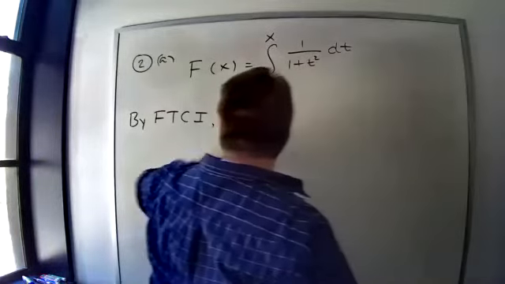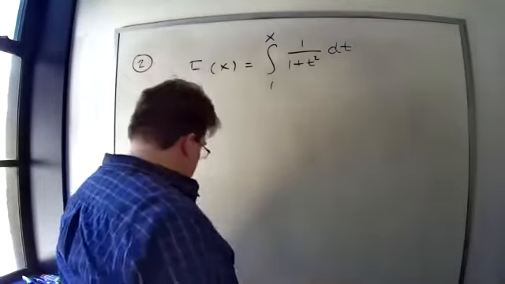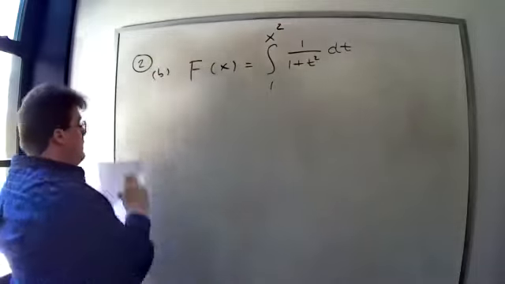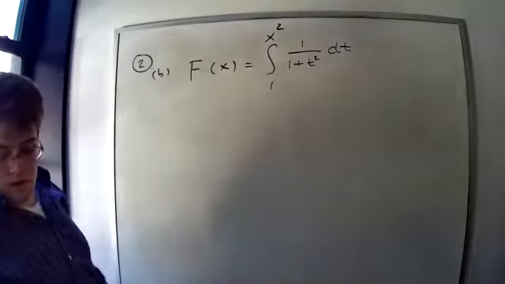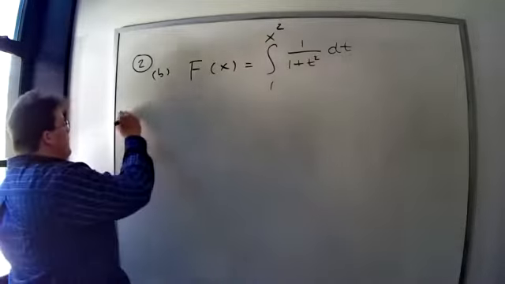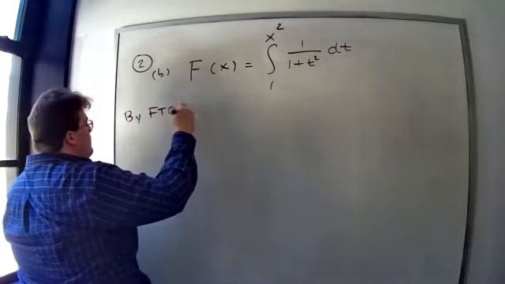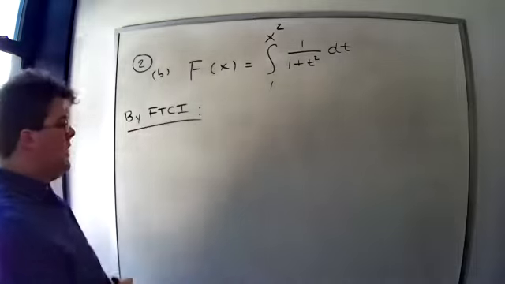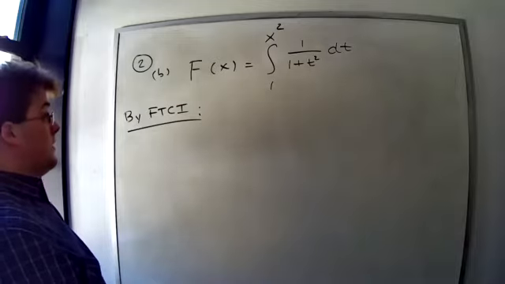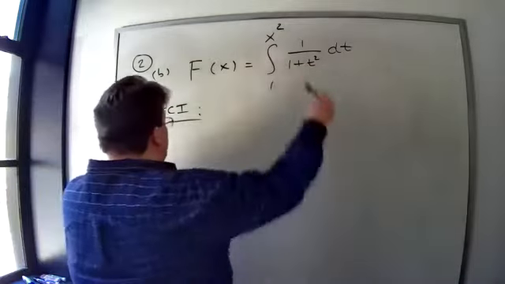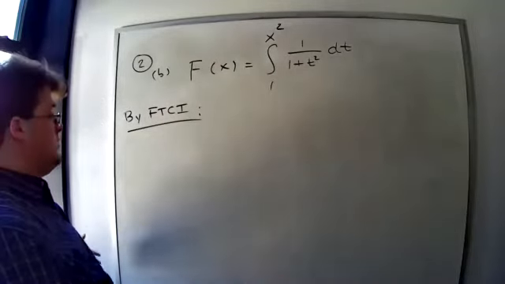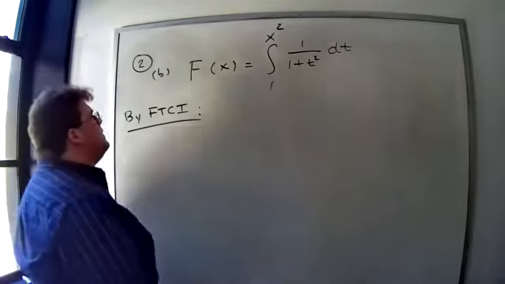So what does part B say? Find f prime of x for this function, integral 1 to x squared. Well, we'll do this 2 ways. I don't think I'll be able to fit both of these on the board. First, by the fundamental theorem of calculus. Well, the fundamental theorem of calculus will apply when that variable on top is a single variable, meaning a single x to the first.